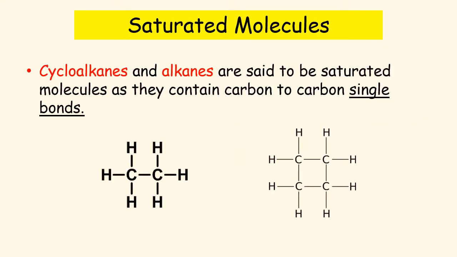Now the next term that we need to know is saturated and unsaturated. Cycloalkanes and alkanes are described as being saturated molecules, and that is because they only contain carbon-to-carbon single bonds. So the only bonds that exist between 2 carbon atoms is a single bond, and we describe that as being saturated.